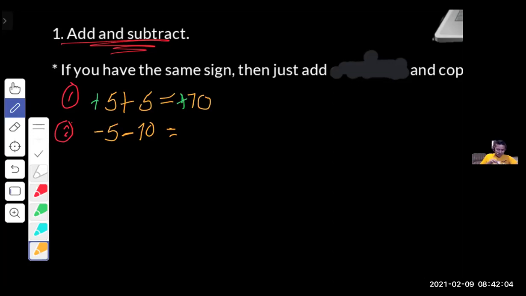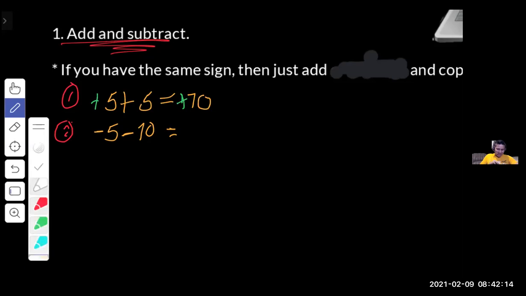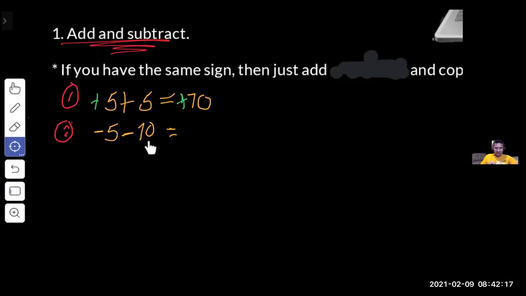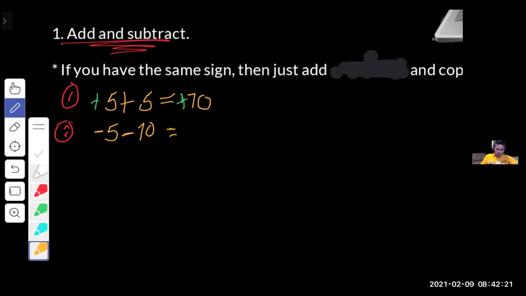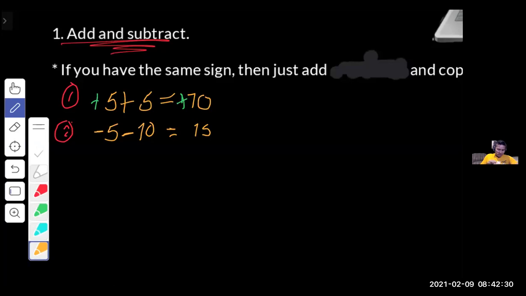First of all, do we have the same sign? Yes, both of them are negative. What do I have to do? Add them. 10 and 5, I get 15. And now the sign. Which sign am I going to use? Copy the negative sign that we have. And this is how we add or subtract numbers.